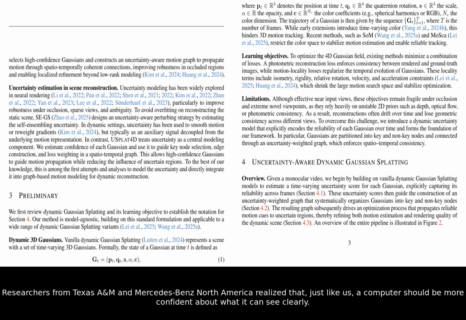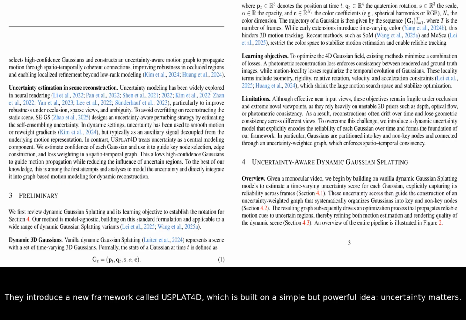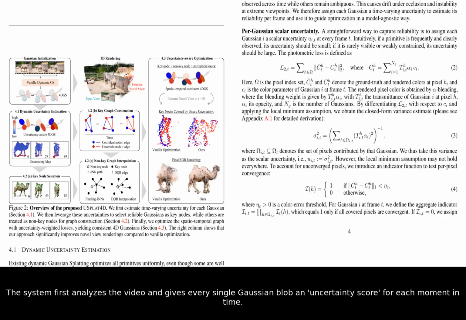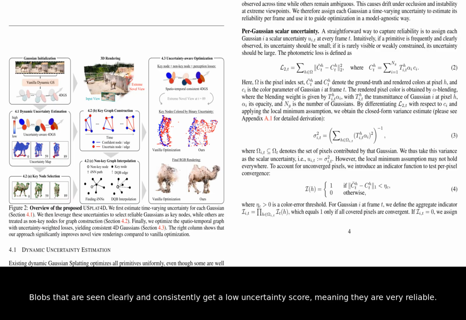Researchers from Texas A&M and Mercedes-Benz North America realized that, just like us, a computer should be more confident about what it can see clearly. They introduce a new framework called Splat4D, which is built on a simple but powerful idea: uncertainty matters. The system first analyzes the video and gives every single Gaussian blob an uncertainty score for each moment in time. Blobs that are seen clearly and consistently get a low uncertainty score, meaning they are very reliable. Blobs that are occluded or barely visible get a high uncertainty score.